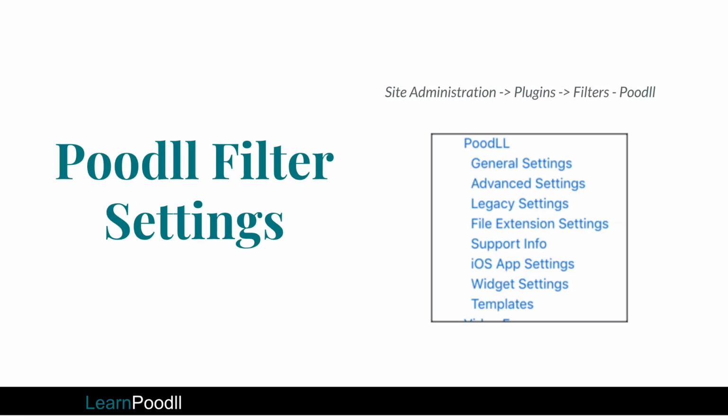Now, the Poodle filter settings are all available at Site Administration, Plugins, Filters, Poodle. And you can see, as in the screenshot here, there's a general settings, an advanced settings, a legacy settings, a file extension settings, a support info, iOS app settings, widget settings, and templates settings pages in the Poodle filter settings. So there are quite a few. Today we're just going to quickly look at the main ones, or the ones that are the most useful, and they are scattered amongst those pages.